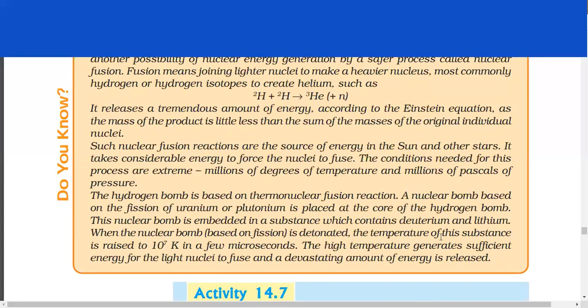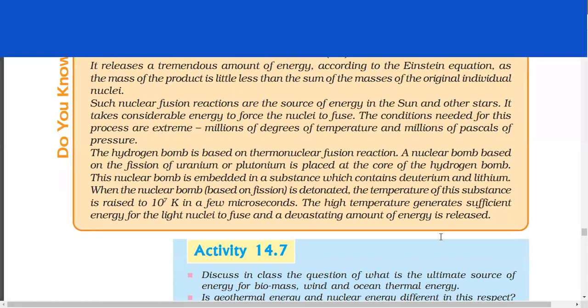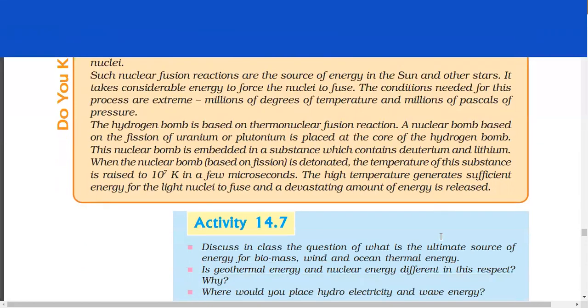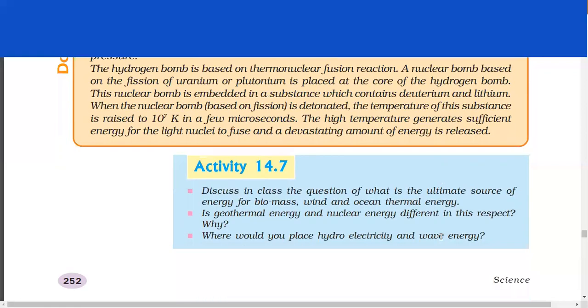The hydrogen bomb is based on thermonuclear fusion reaction. A nuclear bomb based on the fission of uranium or plutonium is placed at the core of the hydrogen bomb. This nuclear bomb is embedded in a substance which contains deuterium and lithium. When the nuclear bomb is detonated, the temperature of this substance is raised to 10^7 Kelvin in a few microseconds. The high temperature generates sufficient energy for the light nuclei to fuse and a devastating amount of energy is released.